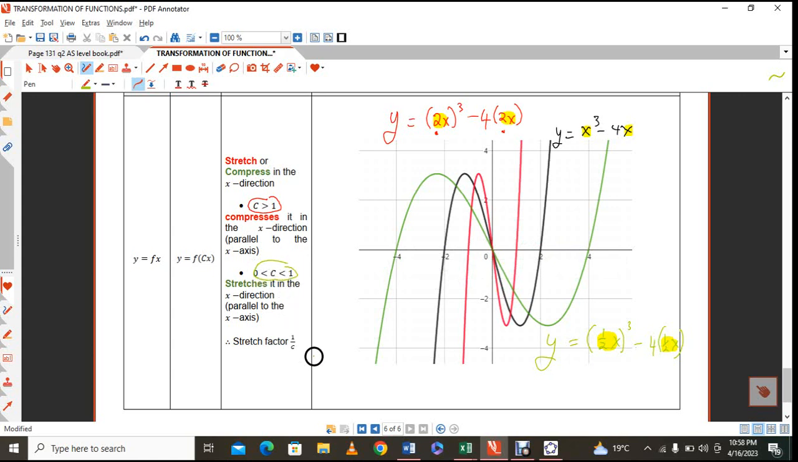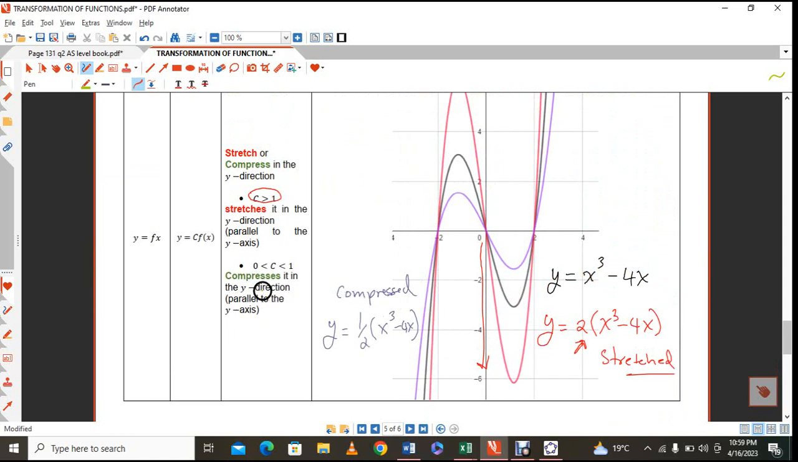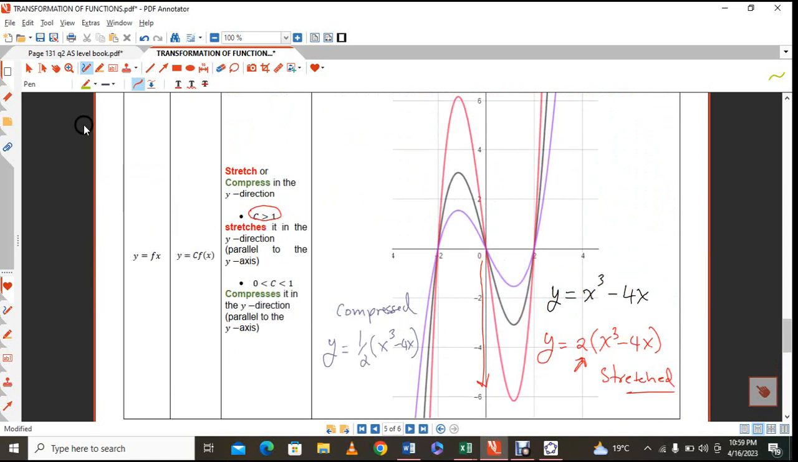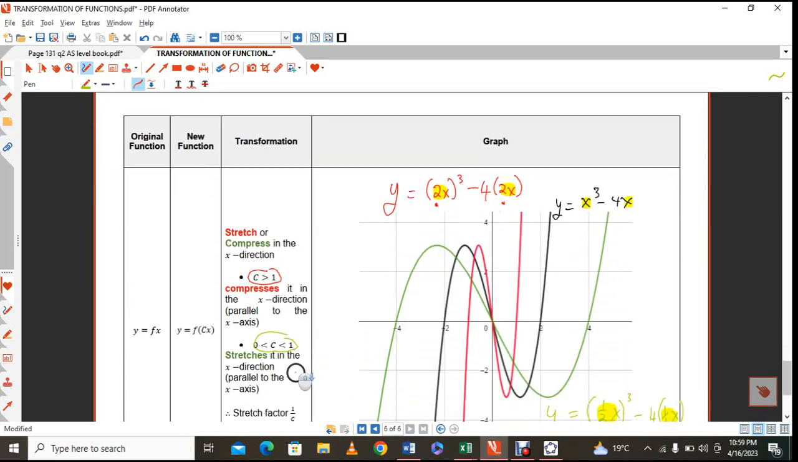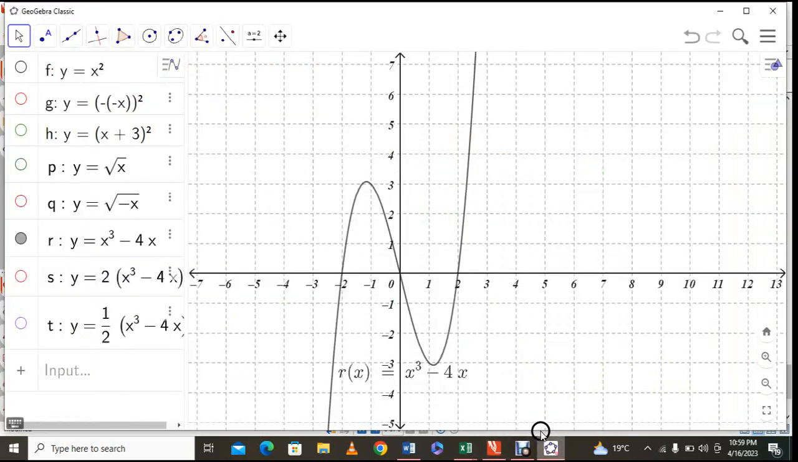So don't get confused between the stretching in the y direction, which is slightly different. When this is greater than 1, then it compresses, and I'm not talking about this value here, so please don't get confused. It's the other way around. Think of it this way: the bigger the number you are dealing with, the steeper the graph becomes, like a gradient becoming steeper and steeper. Okay, so let's put it into practice.